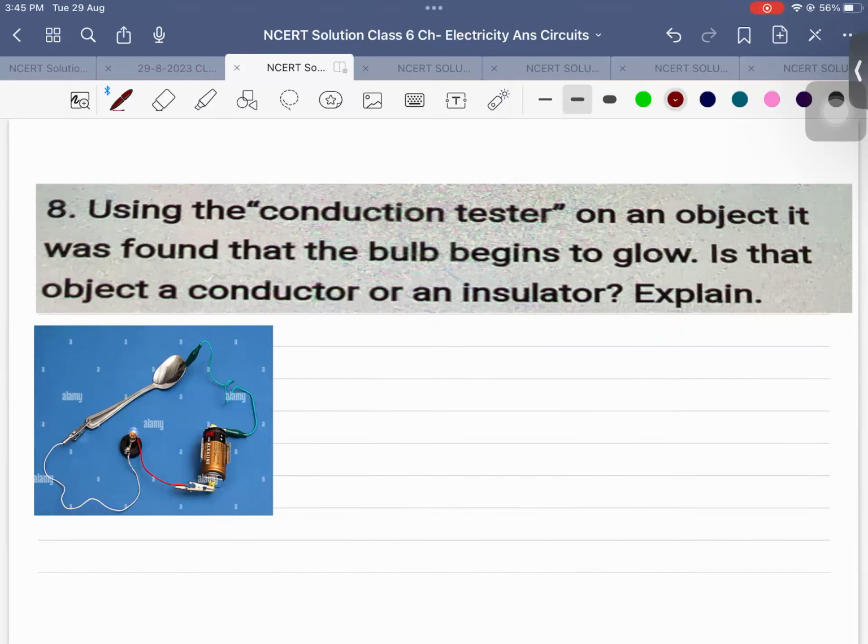If the object is a good conductor of electricity, then the current will pass through the conduction tester and the bulb will glow. Hence, the object will be a conductor of electricity.